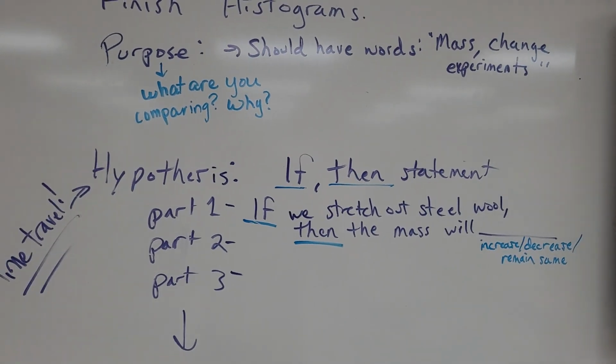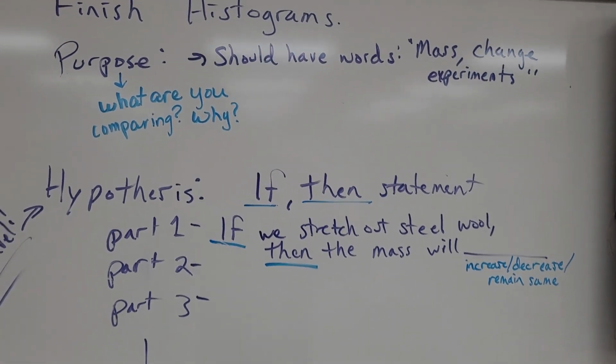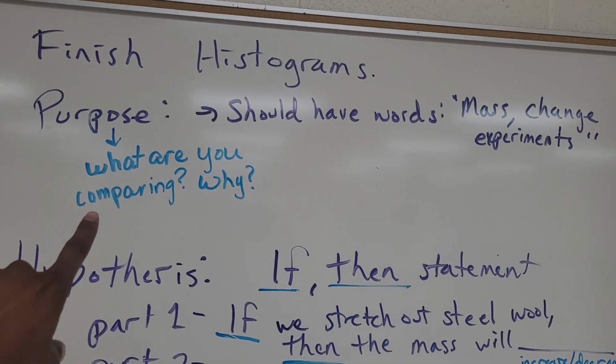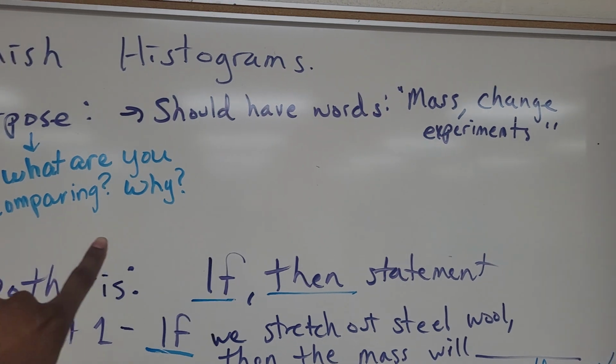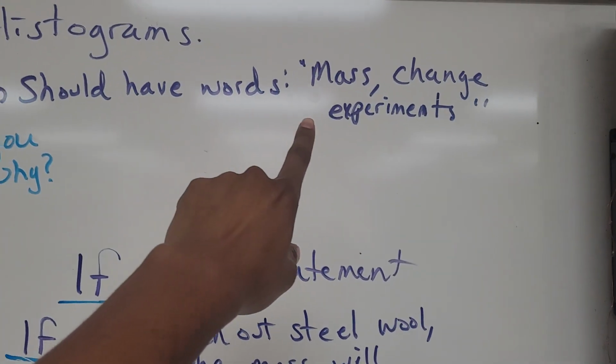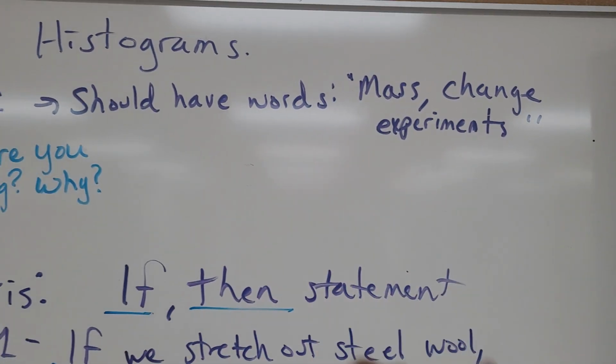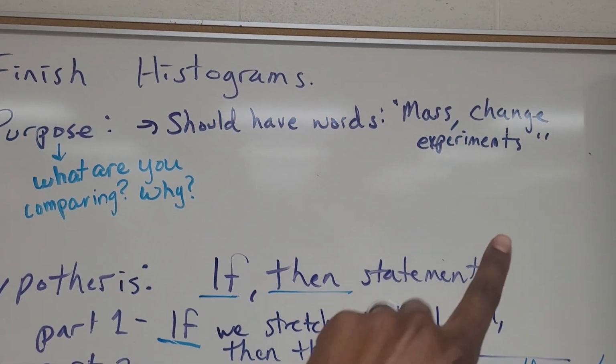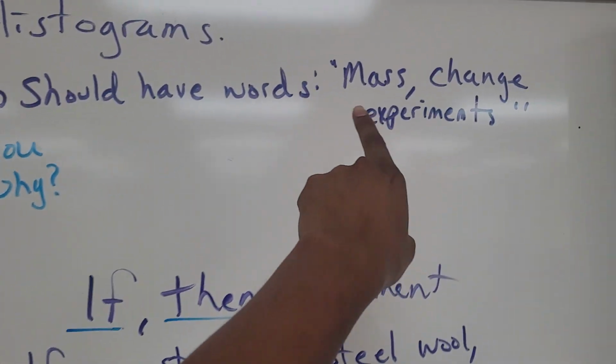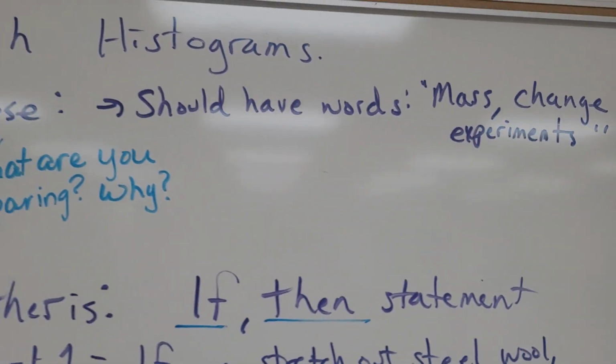Okay, now we're going to talk real quickly about how you do your purpose. Your purpose is what the purpose of the experiment was. So what were we comparing and why? We were looking at how the mass changed when we did different experiments to it. So your purpose should say something along those lines. It should have these words in it. Obviously, it should make sense.